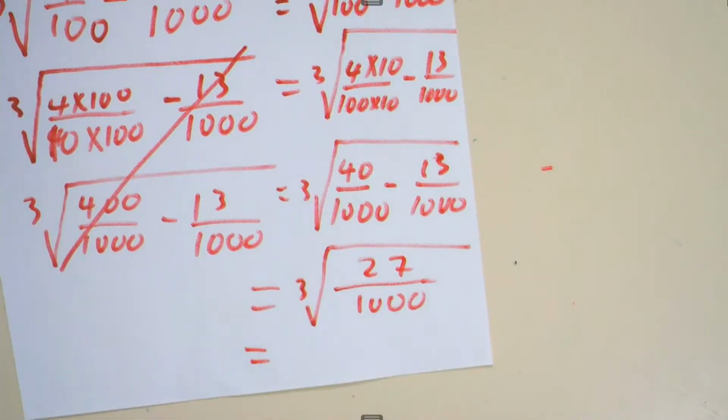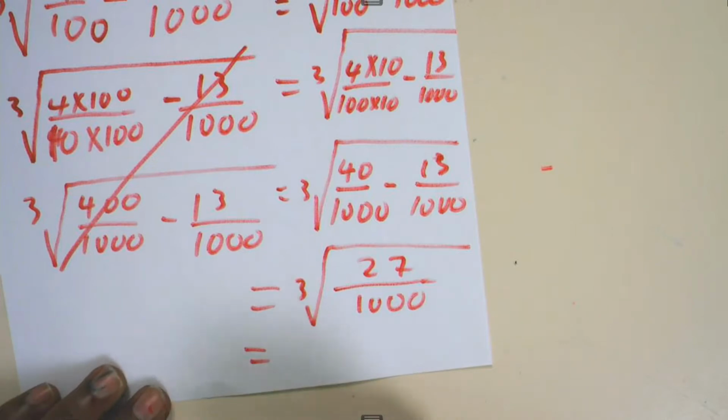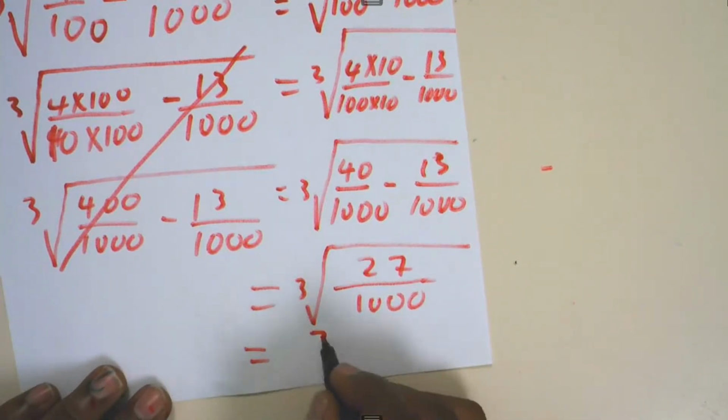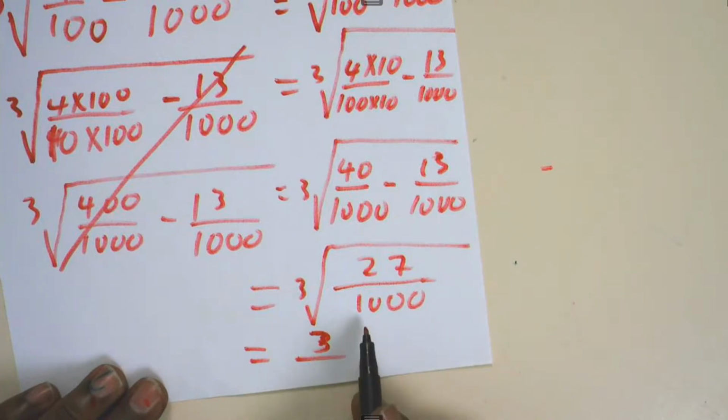40 minus 13 is 27. What makes 27 a cube number? It's a 3. What makes 1,000 a cube number? 10 by 10 by 10. It's a 10.